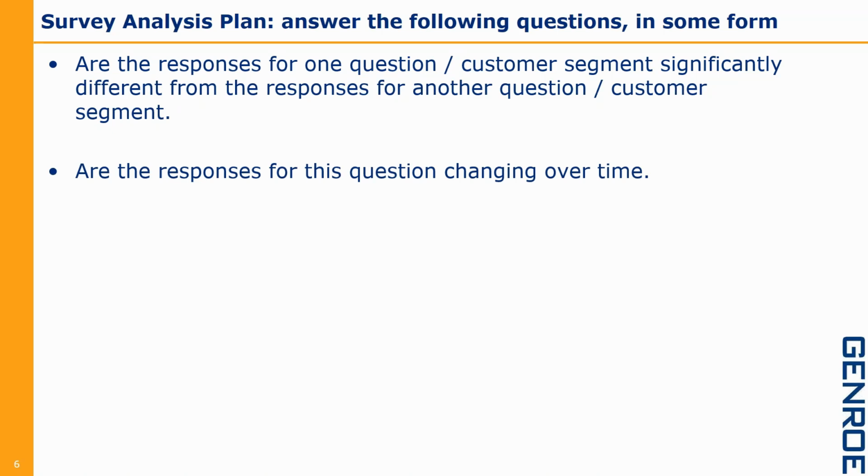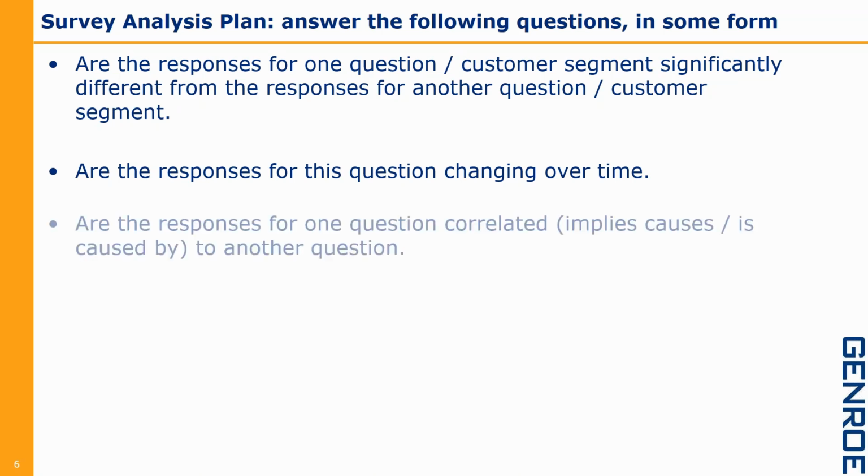The second really important question you need to answer revolves around the idea that are the responses for this question changing over time? So did we have a different Net Promoter Score or customer satisfaction or perhaps responsiveness value or score in the past than we do today? So that's the second style of question that you're going to want to answer.